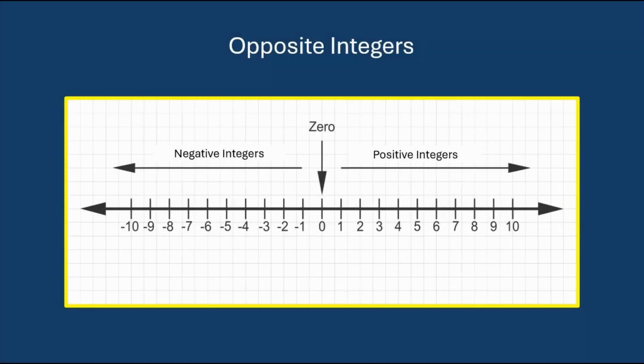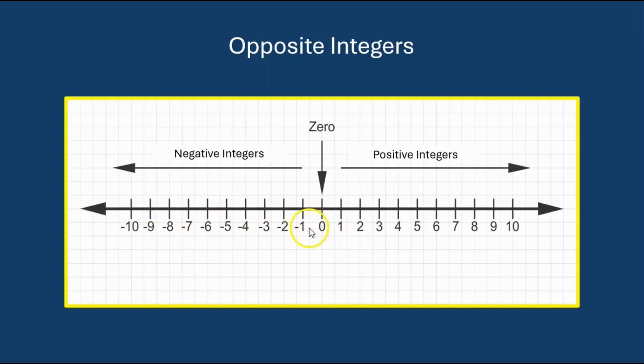Welcome back, mathematicians. In this lesson, we're exploring opposite integers, one of the first and most important ideas on the number line. Understanding opposites helps us describe direction, change, and balance, whether we're talking about temperature, money, or elevation. Let's take a look at this number line.